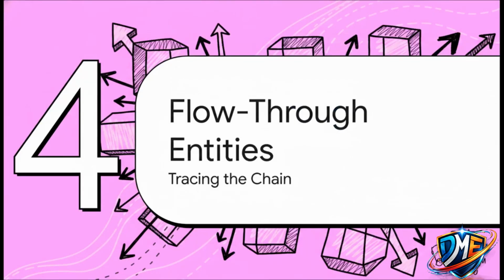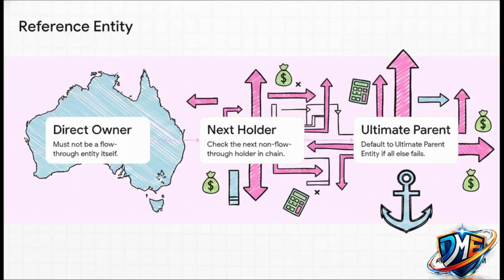Part 4, flow-through entities explained, where we trace the chain. Okay, so Section 10.5 dictates exactly how to identify the reference entity of a flow-through entity. Instead of just looking at the immediate owner, which might also be transparent, the rules force you up the chain. First, you look for a direct owner that is not a flow-through. If that fails, you check the next non-flow-through holder in the chain. And if all else fails, the ultimate parent entity defaults as your reference entity. It basically anchors the taxes definitively.